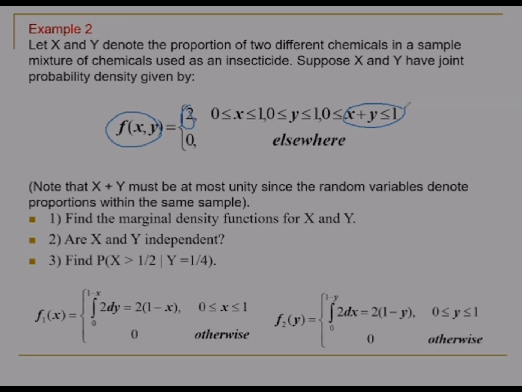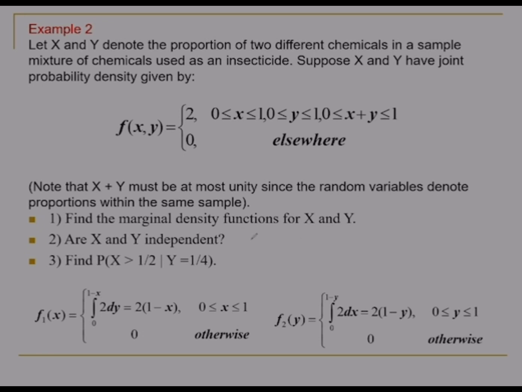So that's additional information. Okay, so the question now is to find the marginal density for x and y, and are x and y independent? Then you are asked to find the probability of x greater than half given y equal to 1 over 4.